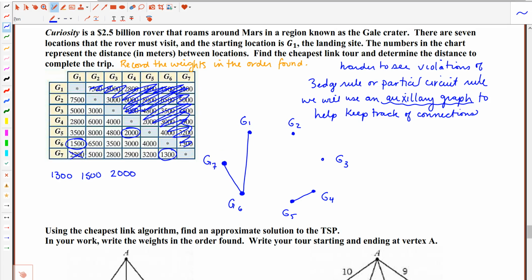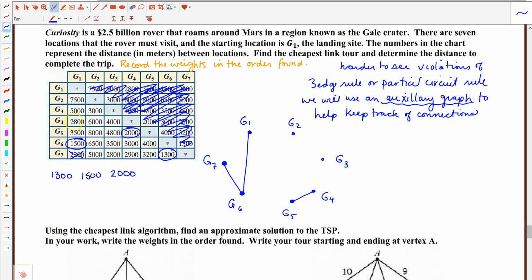The next lowest number after that looks like this 2800, but I have one here and I have one here. Okay, so here's where, when you're running through the algorithm and you have a tie, it's dealer's choice. You have to just grab one of them.